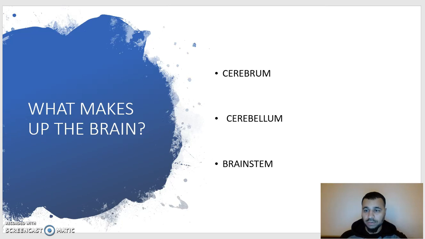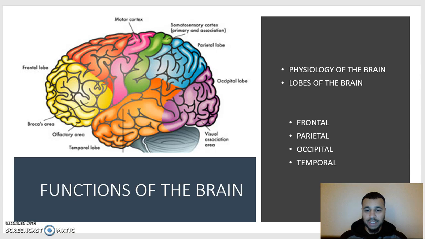So let me go here. I want to talk about the 4 main parts here, or the lobes. Now this is the physiology of the brain and what they do. The physiology of the brain and the lobes of the brain. So we have the frontal, the parietal, the occipital, and the temporal. Now the frontal basically controls our planning, our thinking, our organizing, our problem solving, and short-term memory.